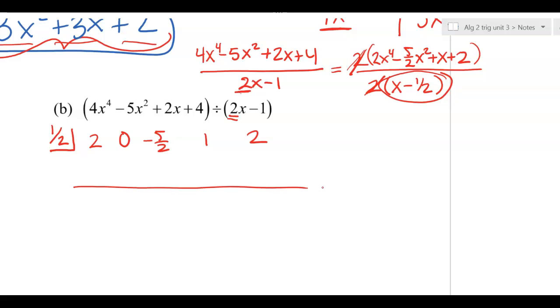All right, somebody tell me the first thing I do in this process. Raise your hand and tell us louder. Taylor. Drop down the 2. Good. Drop down the 2. Somebody else, tell me what to do next.